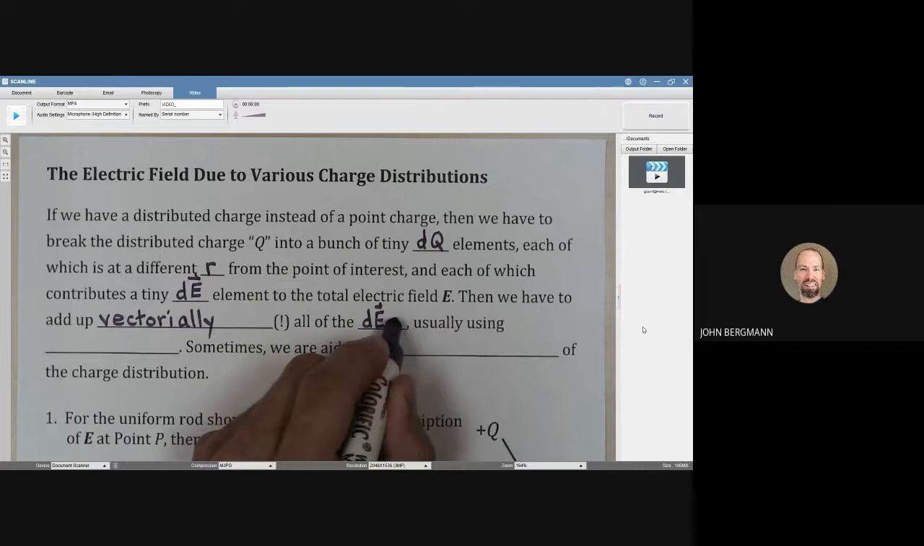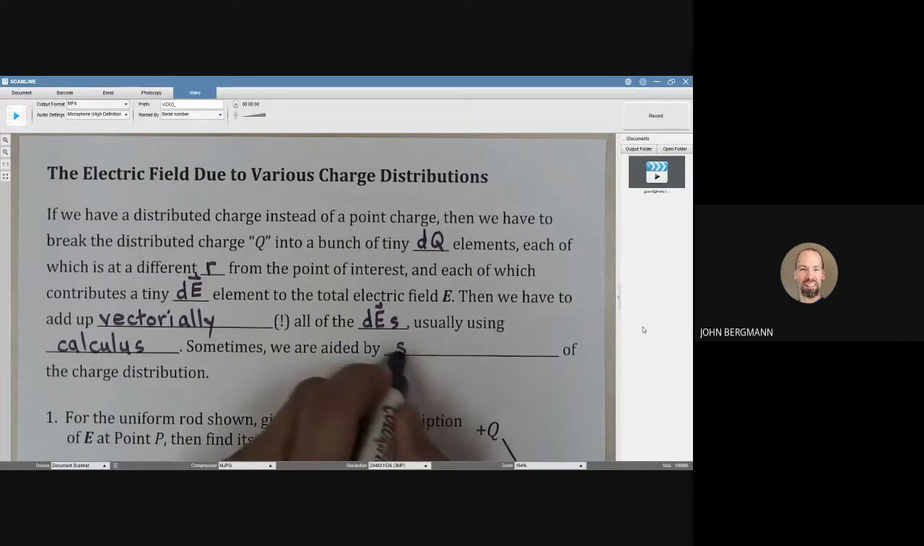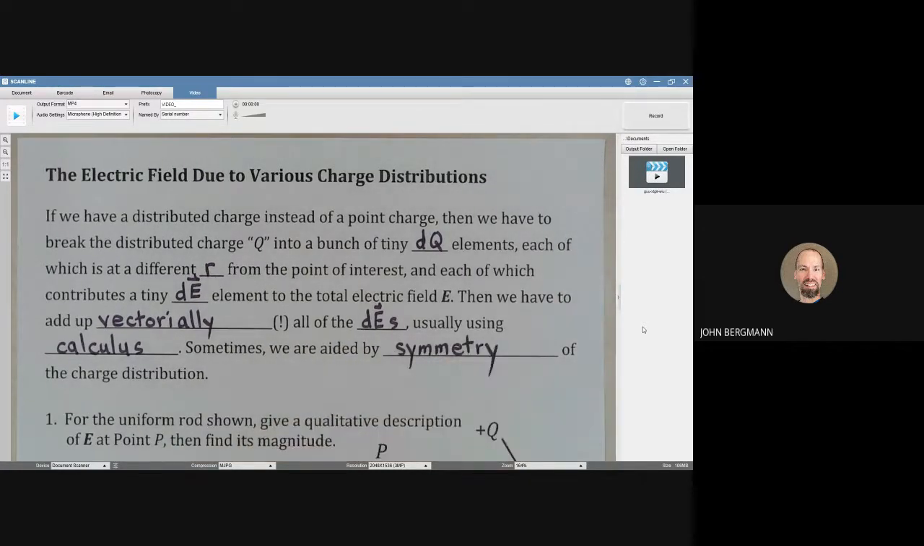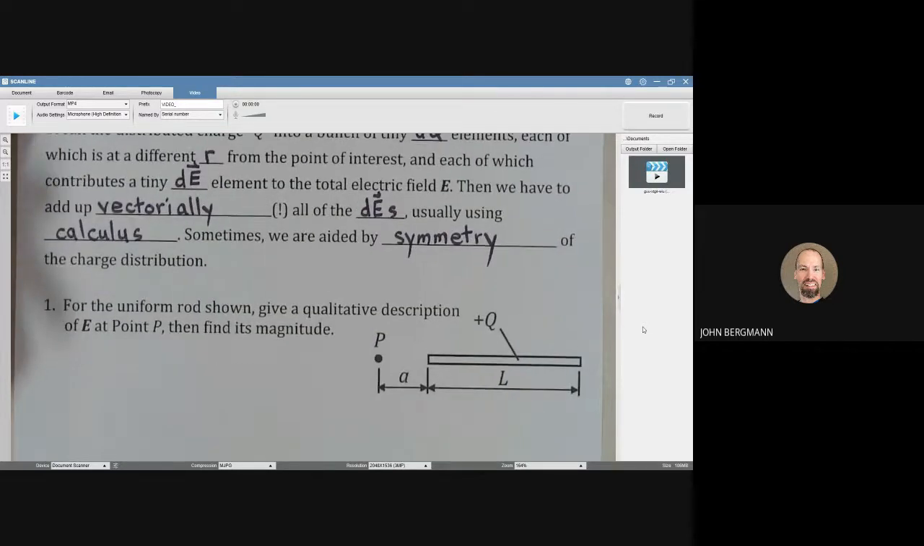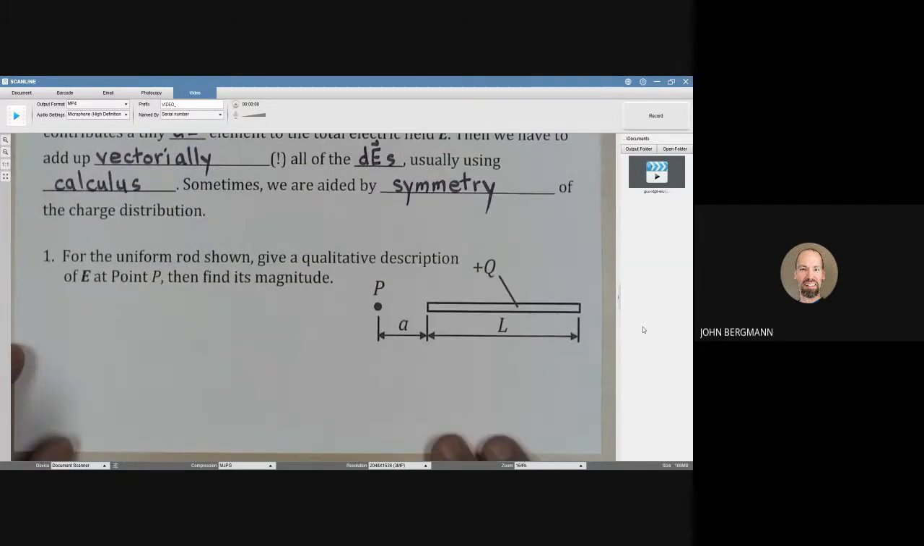Sometimes, we might say often, we are aided by symmetry of the charge distribution. So that sounds rather complicated, which is why we're going to go through it in several videos, but I hopefully will be able to convey to you that maybe it's not as bad as you might have feared.